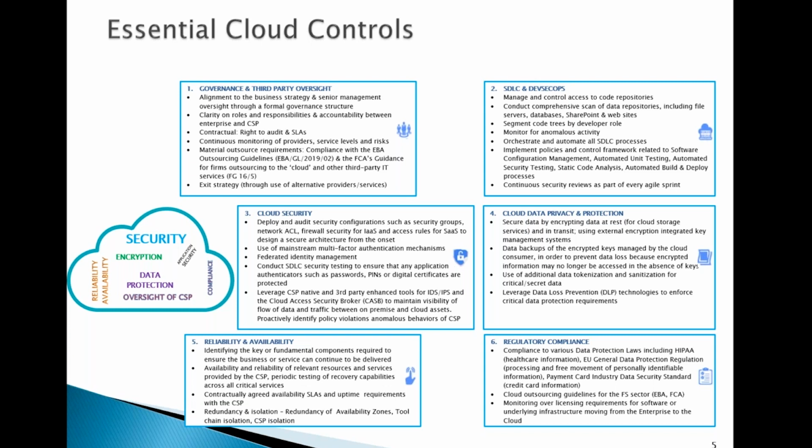There's a lot that you can do with automation of those controls into the deployment process and into the scripts for the application. Like I mentioned before, deploying and auditing security configurations such as security groups, network ACLs, firewall security for IaaS, or access rules for SaaS, helps to design a secure architecture from the onset.